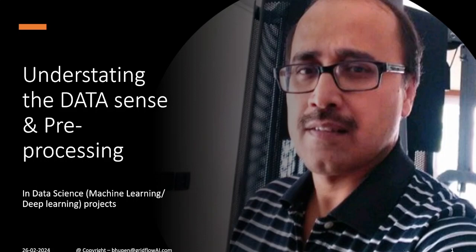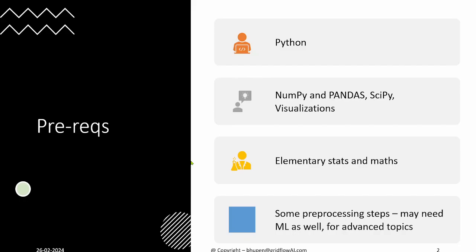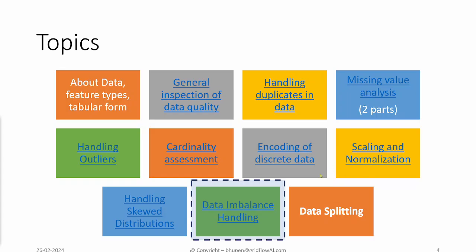Hi everyone, welcome to this continued series on understanding sense of data and pre-processing steps. We have covered quite a few pre-processing techniques in machine learning or prior to machine learning. In this video, we will look at a few more techniques. In the previous session, we looked at scaling and then encoding of the categorical variable.